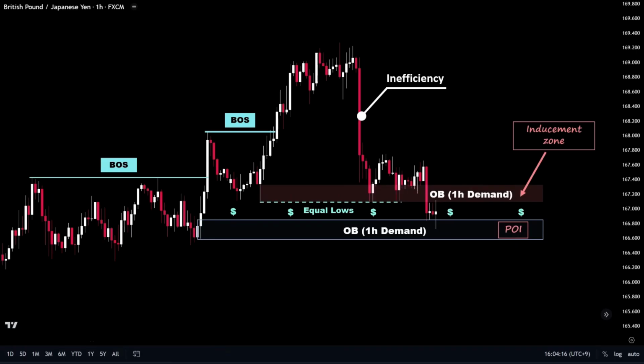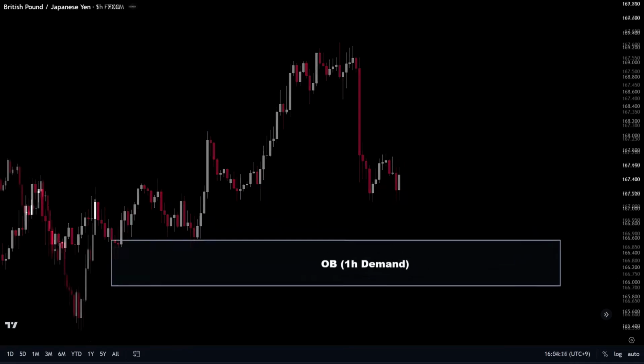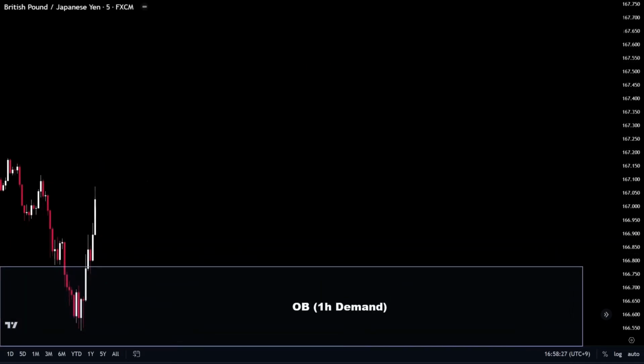In the next step, let's zoom in on the 5-minute time frame to gain a clearer view of the price action and look for any signs of a change in character. Here, on the 5-minute time frame chart, we can spot a change of character as the price broke the structure to the upside, leaving behind an inefficiency. This signifies a potential shift in momentum.